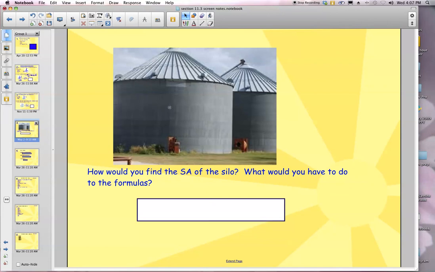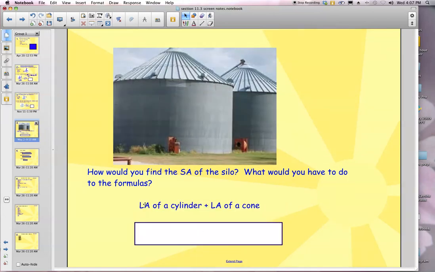So if you were going to find the surface area of this silo, you would have to take the surface area parts from the cone and add it to the surface area parts from the cylinder. Since the bases disappear when you put the figures together, you're just doing lateral area. So it would just be the lateral area of the cylinder plus the lateral area of the cone, and that would give you the surface area of the entire silo.